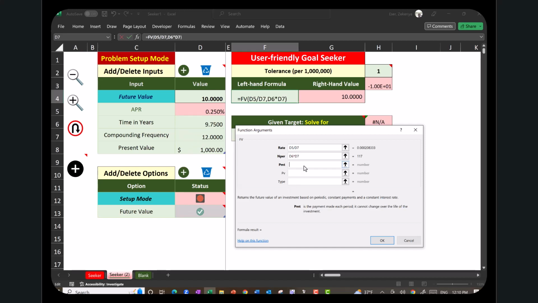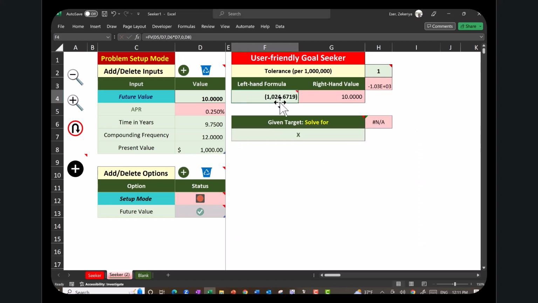The third argument, if you are doing repeated payments, for example, mortgage or car loans, that will go to non-zero. But for now, it's zero. Here in this case, what is the present value? And that's the present value, okay? It actually calculated a negative number.